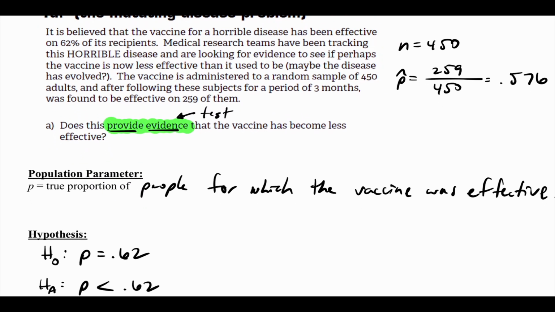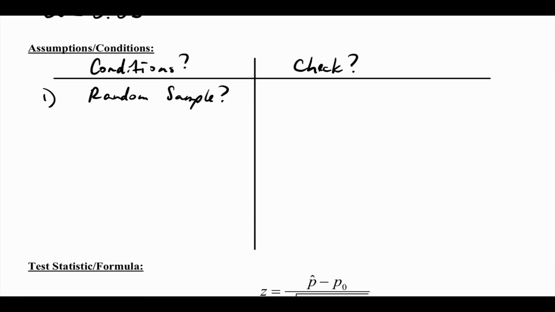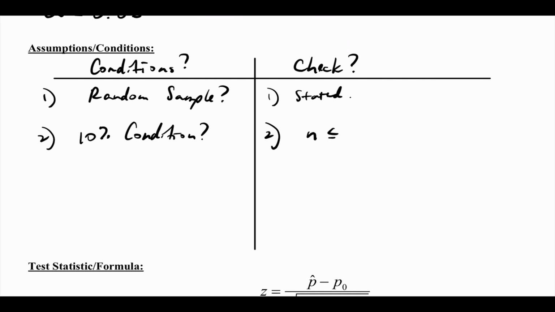So the 450 people, it actually says a random sample of 450 people. So yeah, stated. Condition: little n is less than or equal to 10% of big N.